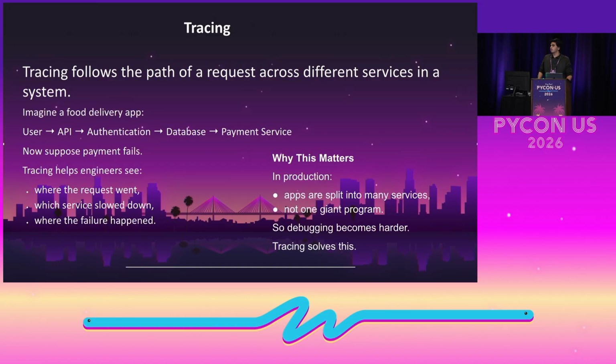For example, let's take a food delivery app. There's the user, there's an API, there's an authentication process, there's the database, and there's a payment server. If there is some failure in payment, tracing helps the engineer to identify where the actual problem is occurring. Is it because the API slowed down? Is it because authentication wasn't successful? Or was it because the database crashed? So that's what tracing helps with.